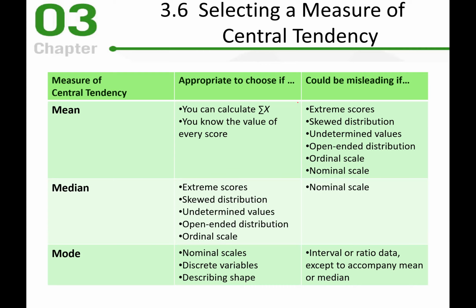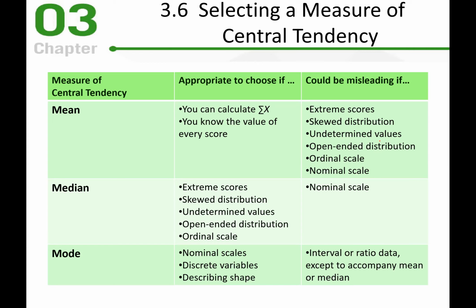Also, like we talked about in chapter 1, it'd be misleading to use the mean if we have an ordinal scale or a nominal scale. Because remember, these are just categories and you don't have any numerical values to calculate. So how are you going to calculate the mean for eye color or the mean for ethnicity? You can't, because those aren't numerical scores. Those are just categories. All right.